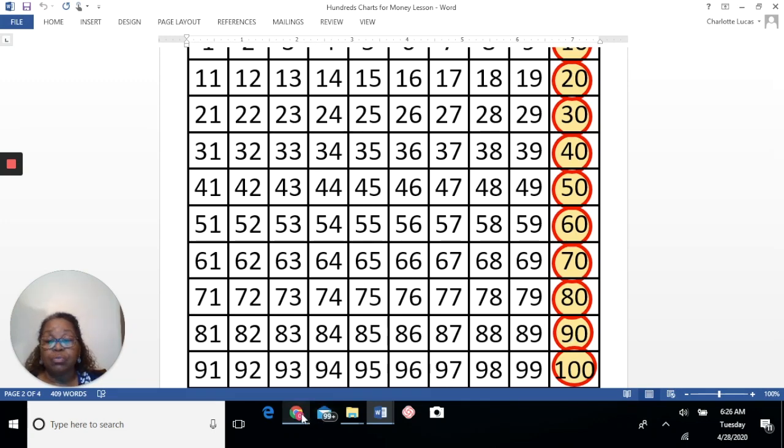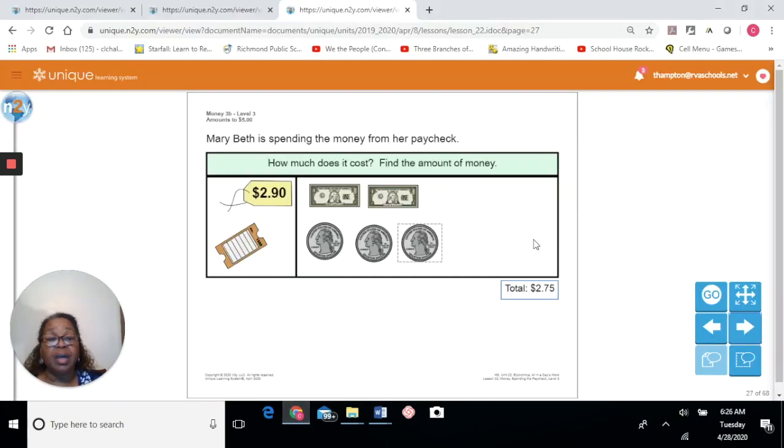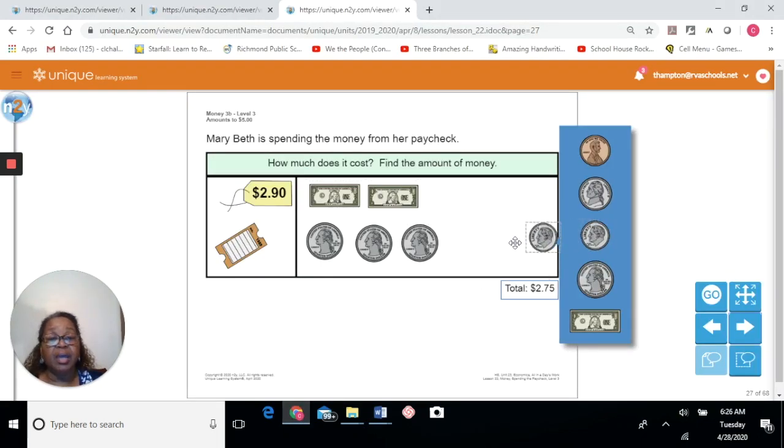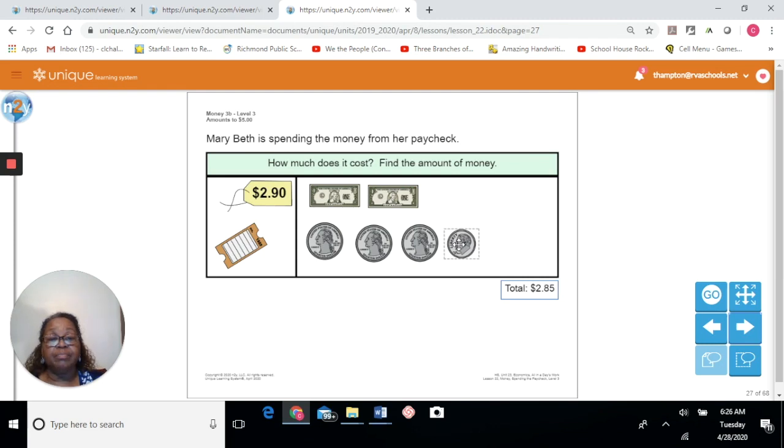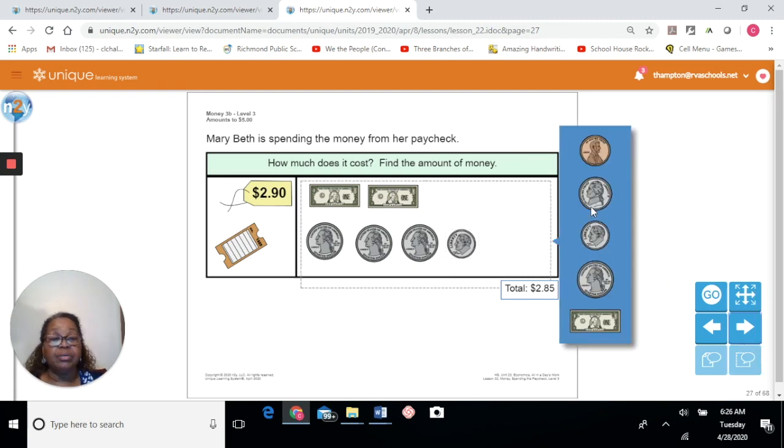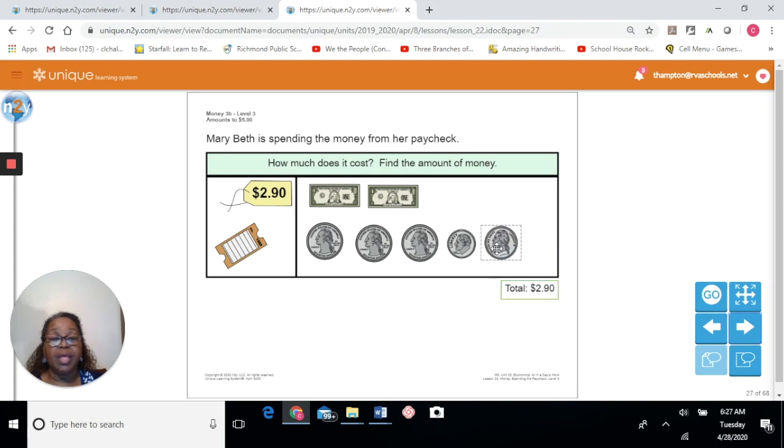Let's see if that works for us. We have 75, add a dime, 85, add a nickel, 90. Let's see what we get. We're going to count it. We need to have $2.90. 1, 2. We have our $2.90. 25, 50, 75, 85, 90 cents. Excellent. Oh my, you have done a great job with that.